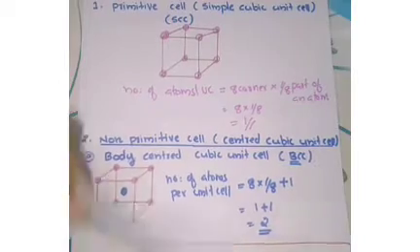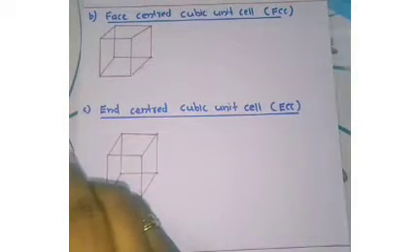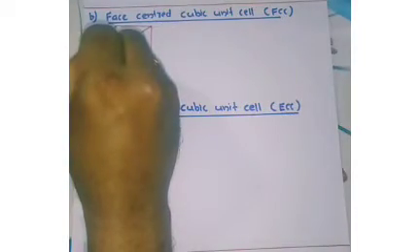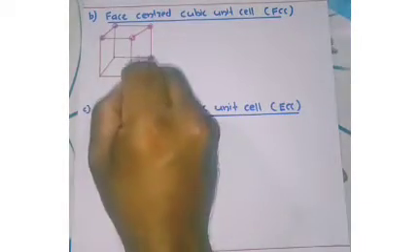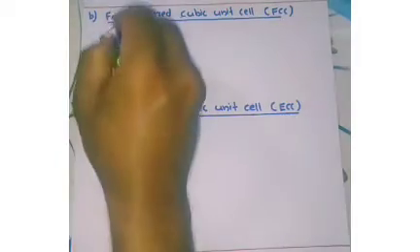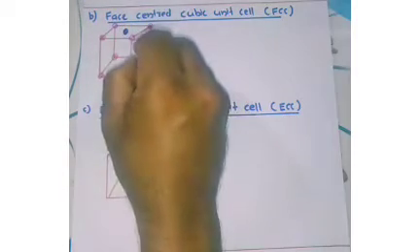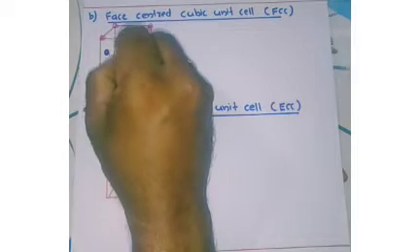Clear? Then the second one, face-centered cubic unit cell. Here atoms are arranged at the 8 corners of a cube and at the center of each face. This is the face, then face center: 1, 2, 3, 4, 5, 6.